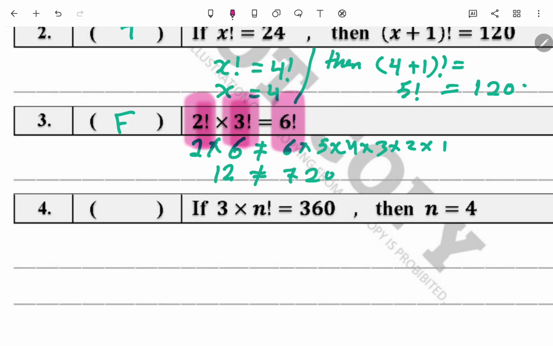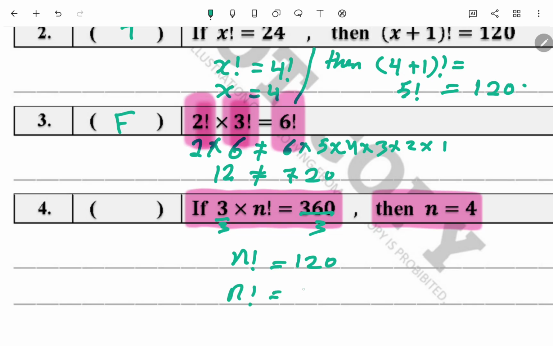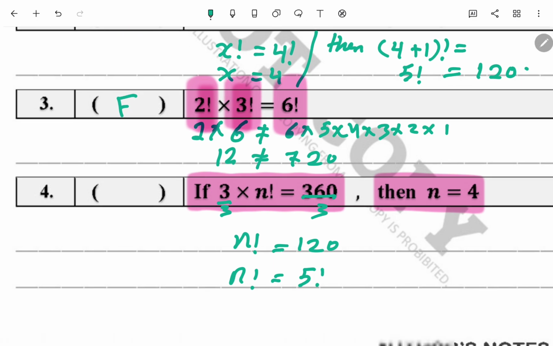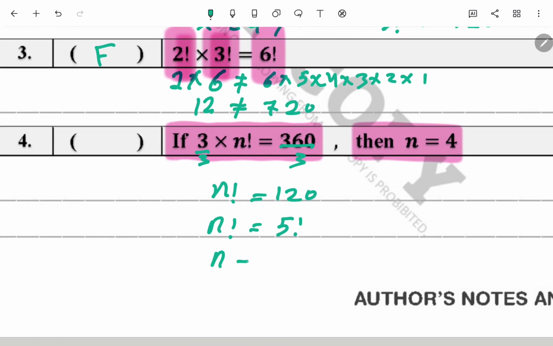In number 4, we are going to say if we have 3 times n factorial equals 360, then we need to prove that n equals 4. You can divide both sides by 3, and this is allowed. That will give you n factorial on the left and 120 on the right. That means you are going to change 120 to 5 factorial and cancel the factorial from right and left. That will give you n equals 5. Then you can see that n equals 4 is false, because n should be equal to 5.